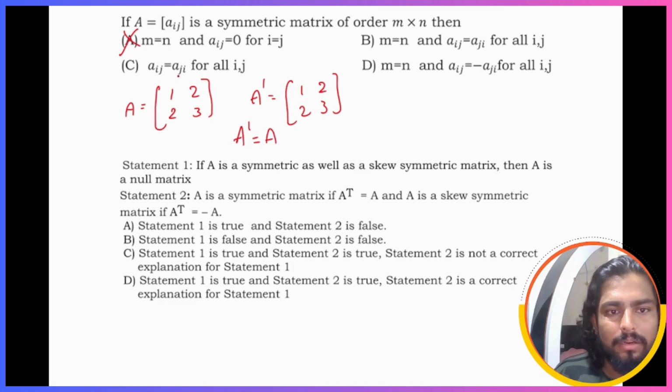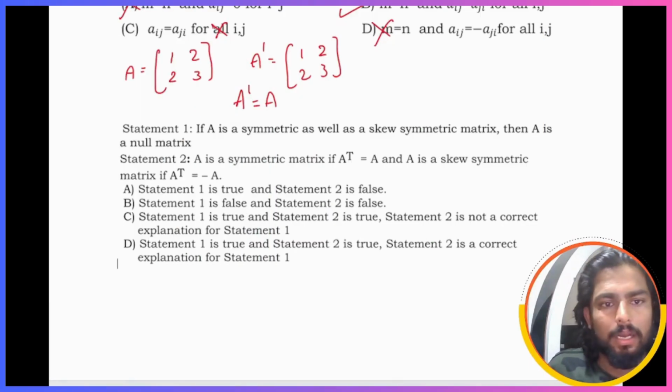Next, a_ij is equal to a_ji for all i equal to j. Yeah, this is also correct, but the order is not given. So the order has to be the same, right, to say it is symmetric or skew symmetric. So in this case, this is a skew symmetric condition. So this is also wrong. This is also wrong. Option B is the correct answer, makle.